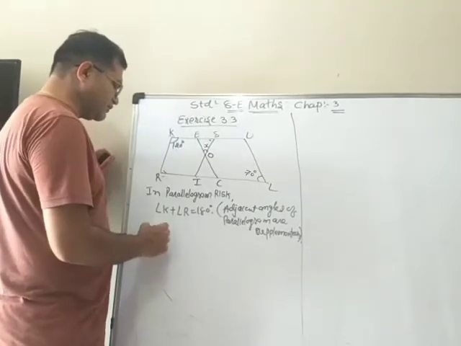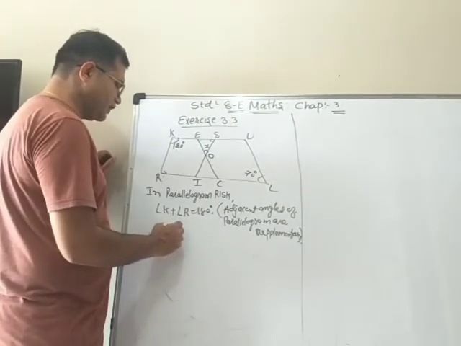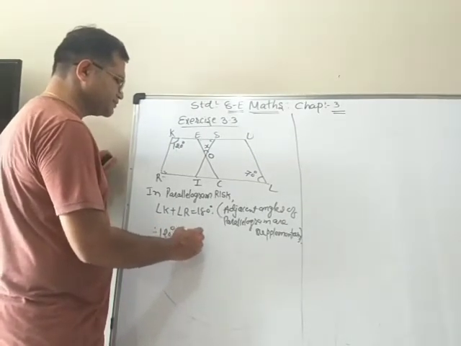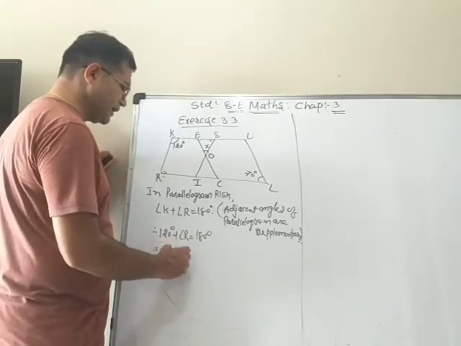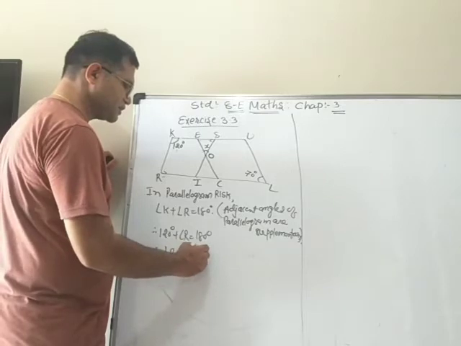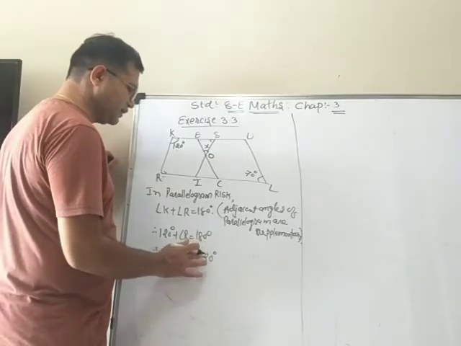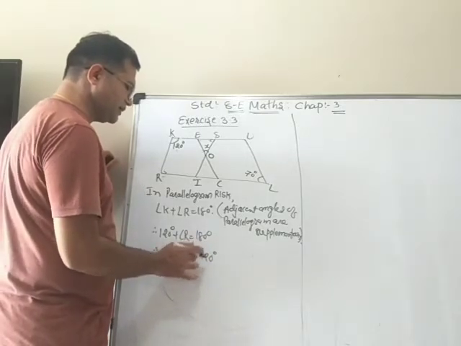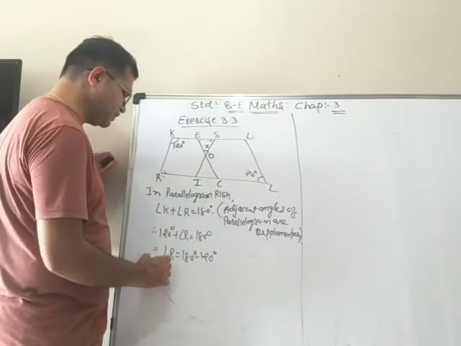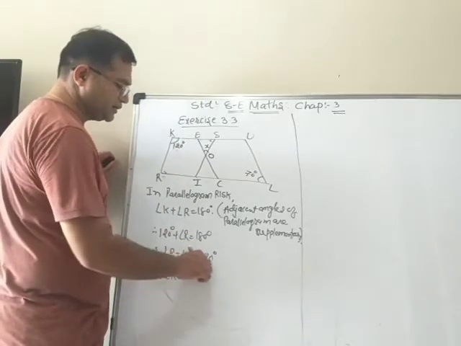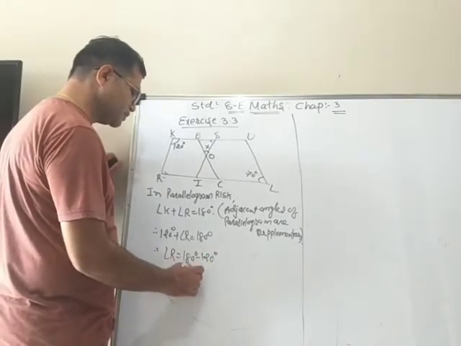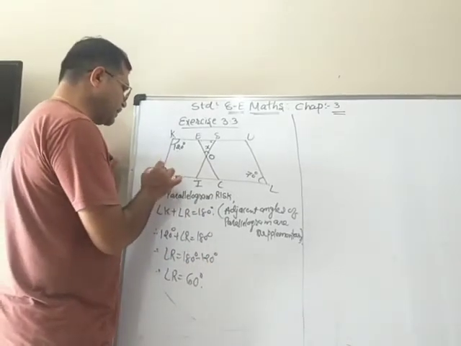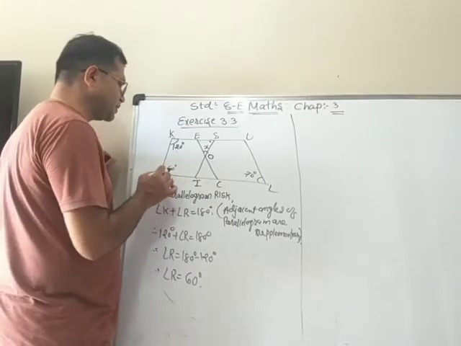But we have angle K 120. So 120 plus angle R is equal to 180. Therefore, angle R is 180 degree minus 120 degree. So 180 minus 120 is 60 degree. So we get angle R is equal to 60 degree.